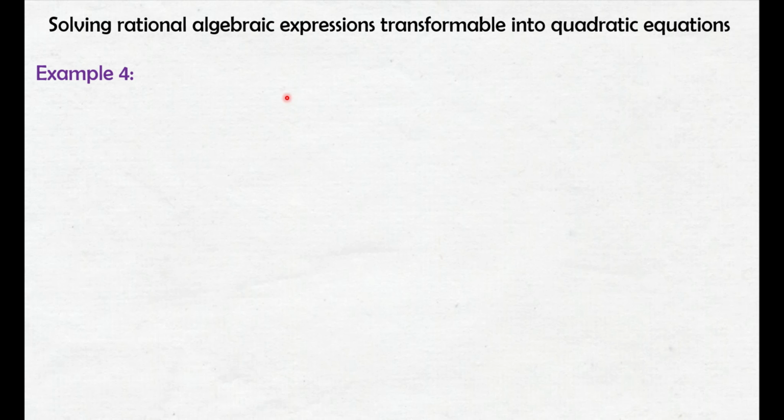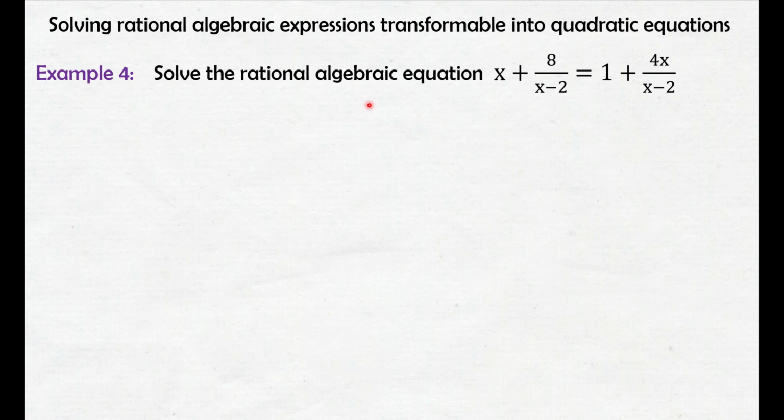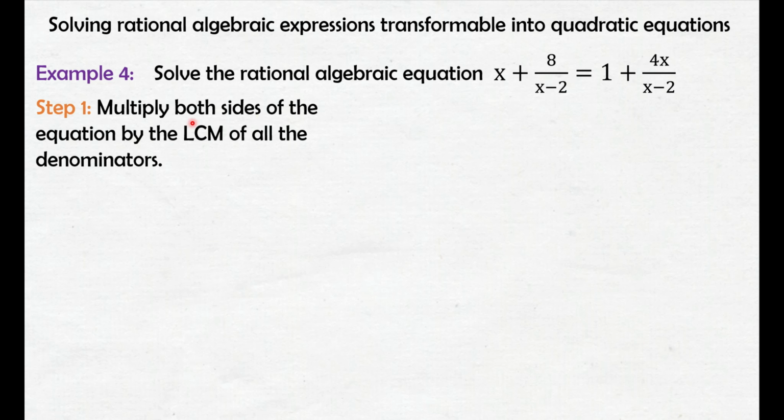So, example number 4. Solve the rational algebraic equation x plus 8 over x minus 2 equals 1 plus 4x over x minus 2. So, step 1, multiply both sides of the equation by the LCM of all the denominators. So, may have the denominator x minus 2, tapos may mga invisible 1 dyan. So, hindi natin kailangan pansinin yung 1. So, titignan lang natin itong x minus 2. So, nakasimplify, diba, yung mga denominators na x minus 2.